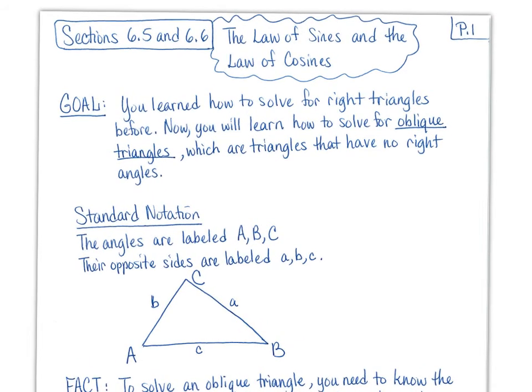Section 6.5 and 6.6 talks about the law of sines and the law of cosines. Our goal now is, what we learned in the previous sections, we learned how to solve for right triangles. Now what we're going to do in this section is learn how to solve for oblique triangles, which are triangles that have no right angles.